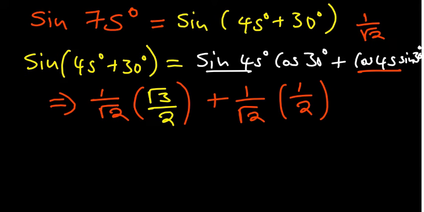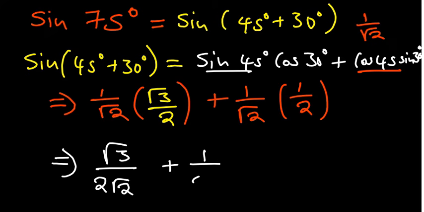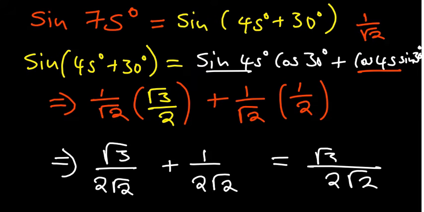Okay. So what do we have at this point? So I have root of 3 over 2 root of 2, plus 1 over 2 root of 2. So 2 root of 2 is a common denominator. And then you have root of 3 plus 1. So this is basically how you can simplify that without using a calculator. So basically, it's just a matter of you being able to express 75 as the summation of its angles, and of course, now applying the addition formula to expand that to get to this point.